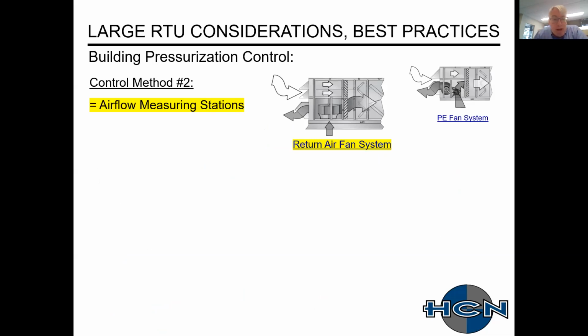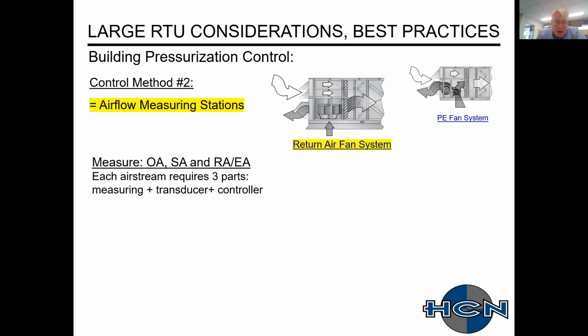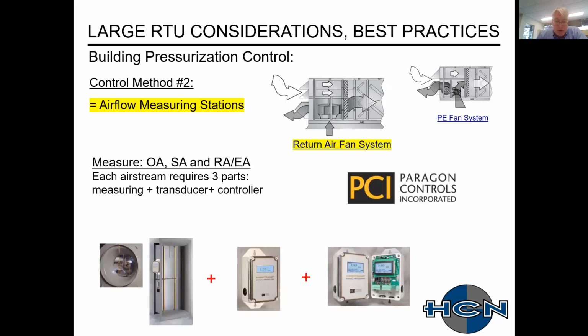A second way is to use airflow measuring stations. These are typically more common with return air fan systems, though they could be used with power exhaust fan systems. What you'll do is measure your outside air, your supply air, and then, whether you have return air or exhaust air, you measure one of them. Each of these three airstreams requires three components. First, you have a measuring device. You have a transducer that converts the static pressure signal to an electronic signal, and then you have your controller. HC&I represents Paragon.